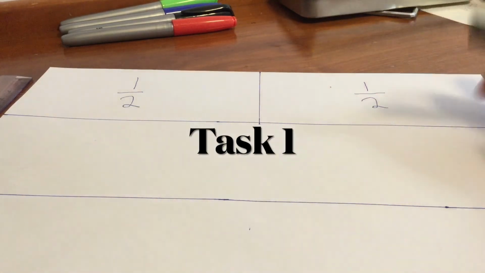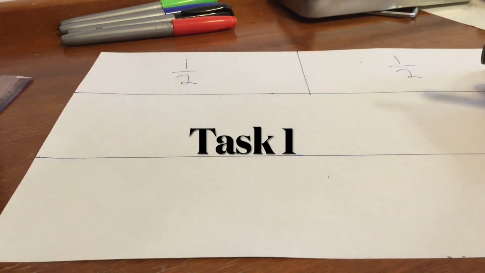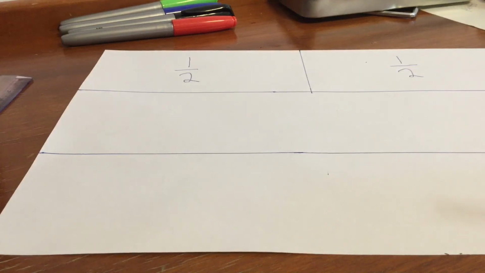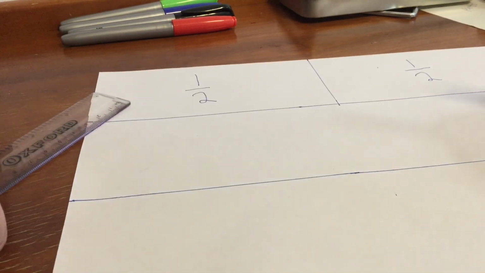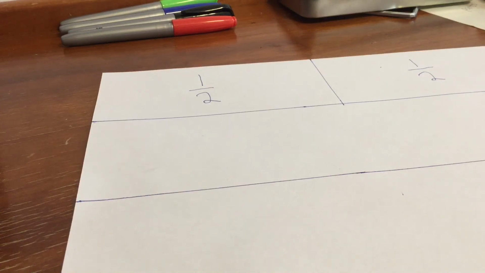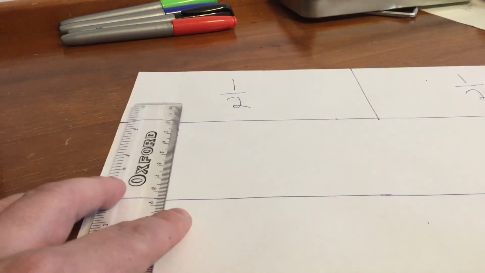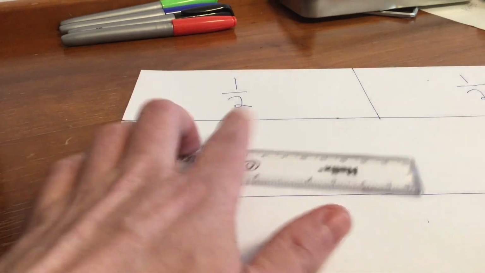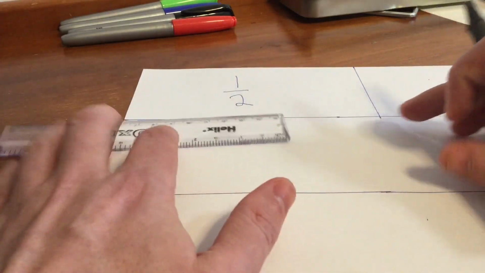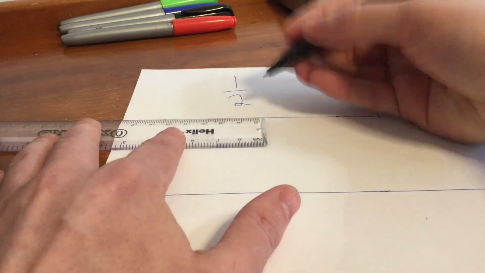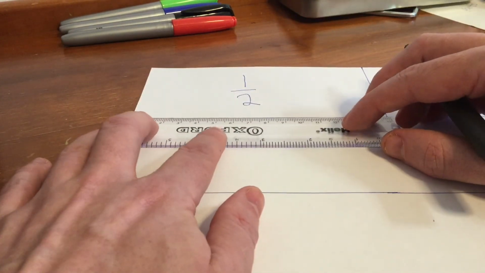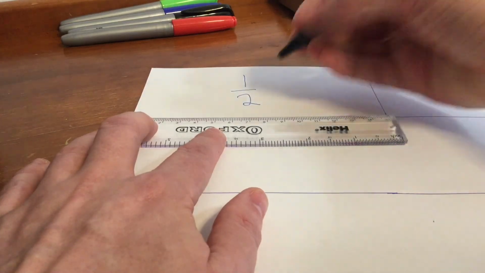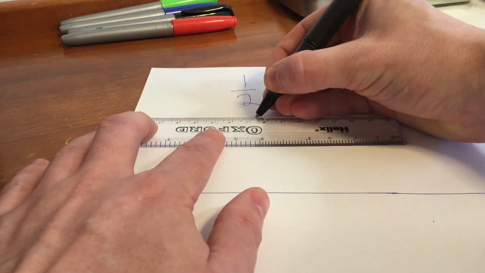Alright, so this is today's task. You should still have your fraction strips from Tuesday. What we're going to do now is turn the middle strip into quarters. So to turn the middle strip into quarters, we divide the half exactly into 2, so that should be about, just under 7.5, about here.